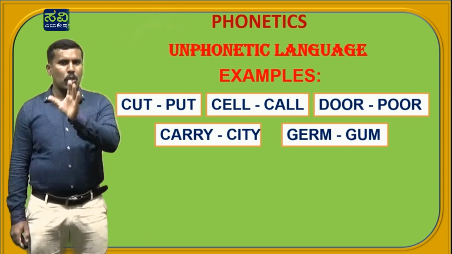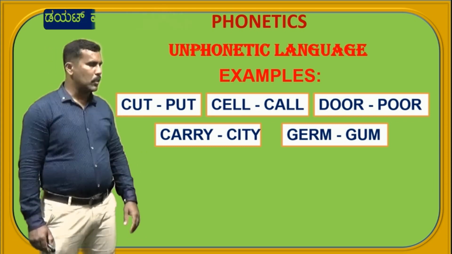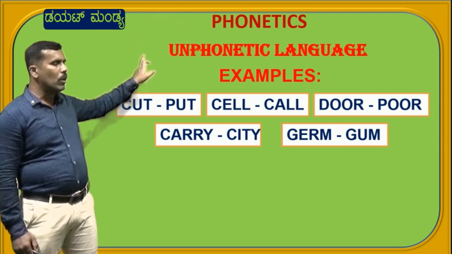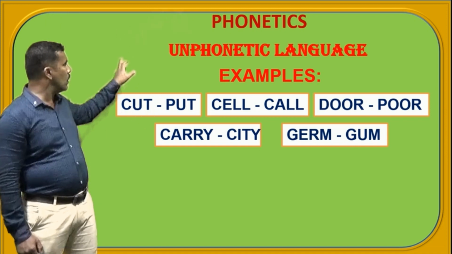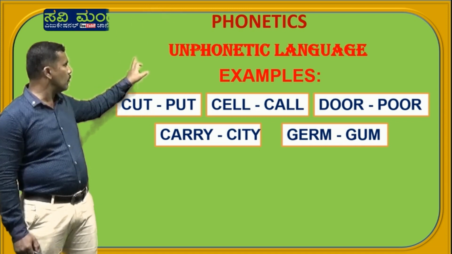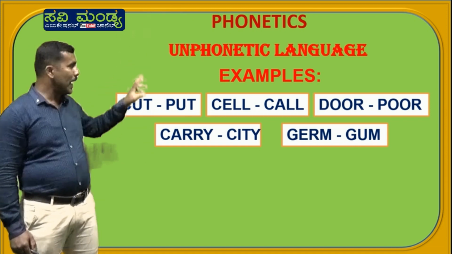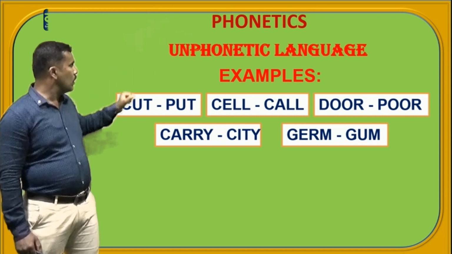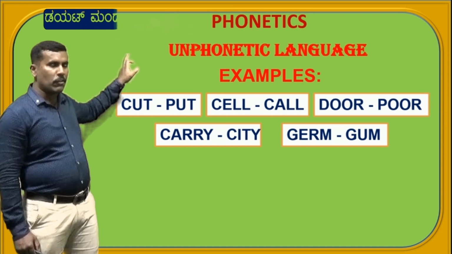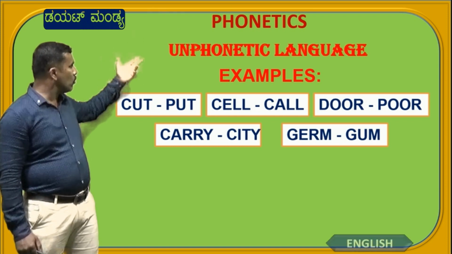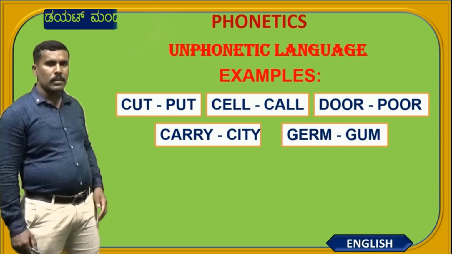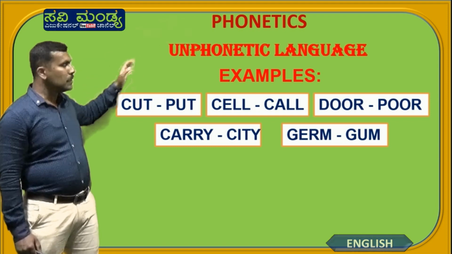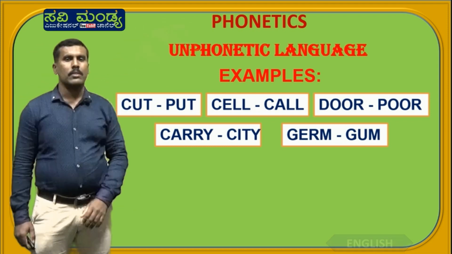We take door and poor as examples. In the case of door, we have spellings D-O-O-R. In the case of poor, we have spellings P-O-O-R. Though we have the same spellings O-O in door and poor, the sound is different. In the case of door, the O sound is O, door. In the case of poor, the double O spelling represents oo sound, pua.